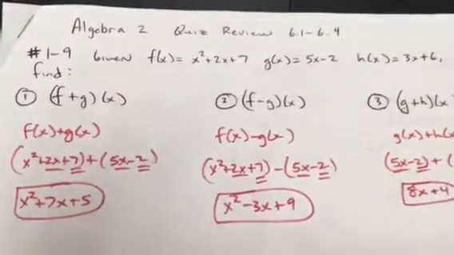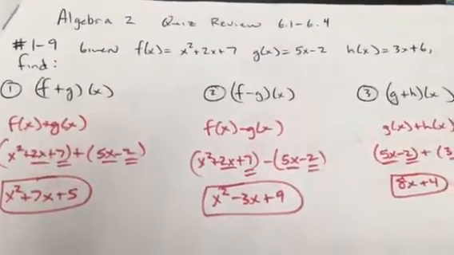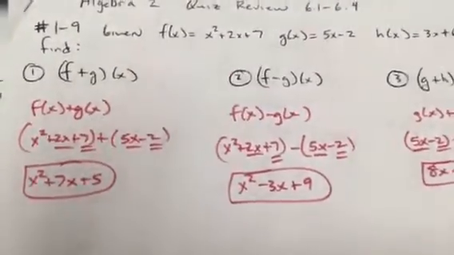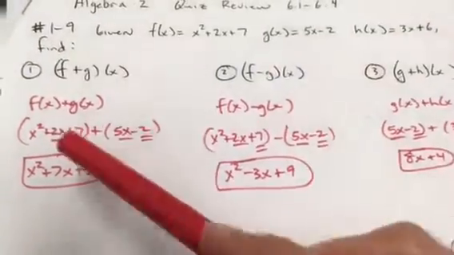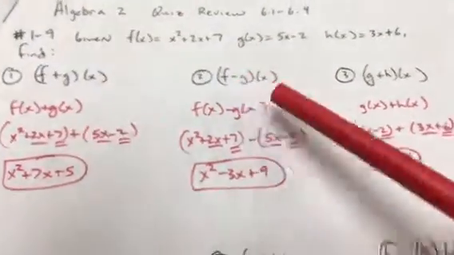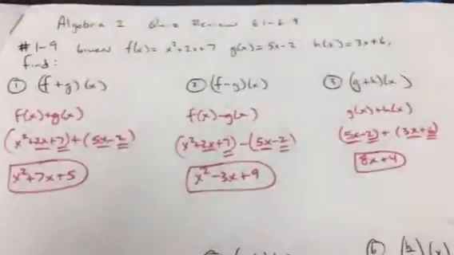All right, 1 through 9, given f of x, g of x, and h of x, perform the following operations. Guys, f plus g of x just means f of x plus g of x. Same thing here with number 2, 3. Guys, get the point again.